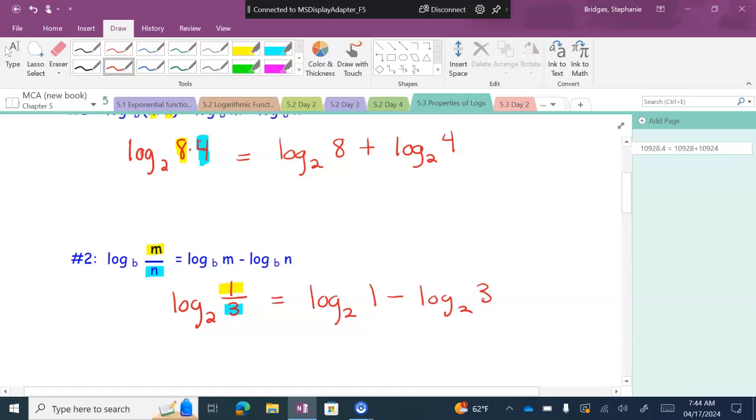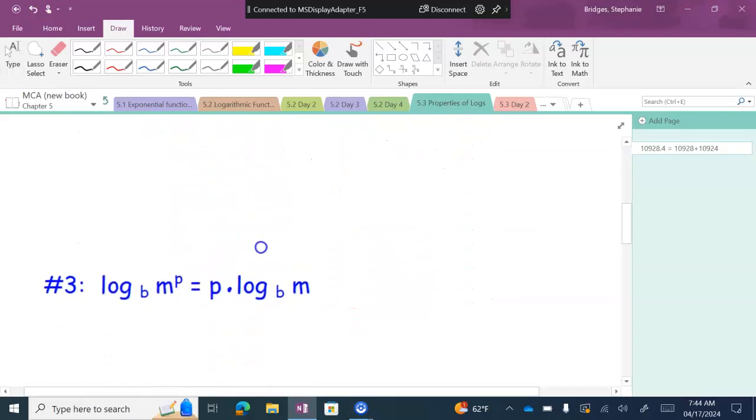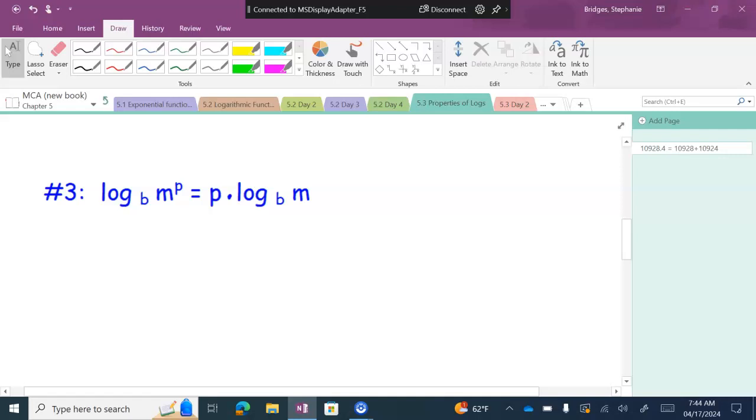So if it's multiplying, you split it up by adding, or if it's two being added, you put it together by multiplying. If it's division, you can split it by subtracting, or if it's subtracting, you can write it together by dividing. I'm just trying to give an example without variables, so you can see what it looks like. All right, and then the third one looks like this. I'll give you a minute to write it down.